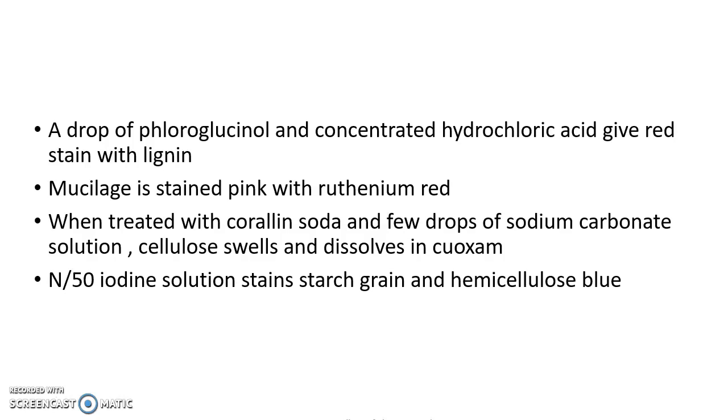Now mucilage, how can one identify mucilage? Mucilage is stained pink with ruthenium red. So when the staining reagent ruthenium red is added to a mucilage-containing drug, it gives a pink color. When treated with chlor-zinc iodine or a few drops of sodium carbonate solution, cellulose swells and dissolves. Starch one can identify by adding N/50 iodine solution. It gives a blue color to the starch grain and hemicellulose.